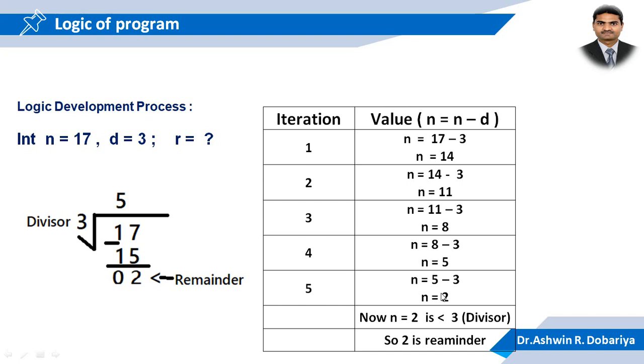Up to how many iterations do we want to execute? The condition is: until the number value reaches less than the divisor value. Now see here, the number value is less than the divisor, so now we have to stop the execution. If we subtract 3 again, it becomes a negative value, and a negative value cannot be a remainder. So whatever last value comes in the number, that becomes the remainder. That is the overall logic behind this program.